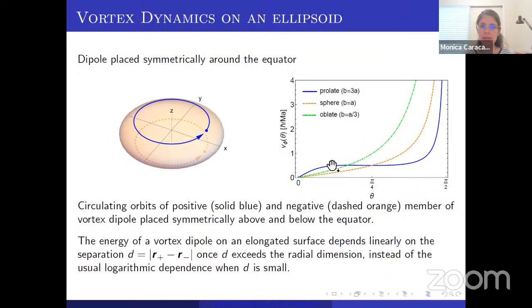Just to mention, this flat region here in the blue curve that calls more attention can be related to the energy of the vortex configuration in a very elongated system. For example, in a cylindrical surface, the vortex dipole energy depends on the distance between the two parts of the dipole, instead of depending on the logarithm. So you have this constant relation far away from the poles, right?